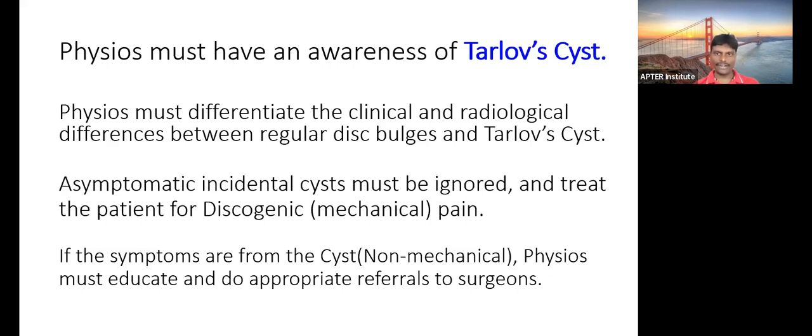So you need to clinically evaluate your patient, and then you can make a decision of whether to treat the patient if they come under the mechanical category, or refer the patient if they come under the Tarlov cyst category. And you must have some understanding of how to interpret the MRI, so that it adds more value to your overall diagnostic process. And be aware that an asymptomatic incidental cyst must be ignored, and treat the patient for discogenic pain if they come under the mechanical pain category. And if the pain is really coming from the Tarlov cyst, which is non-mechanical, then physios must immediately refer the patients to the surgeons so that they will look after the patient, perhaps by surgical intervention.